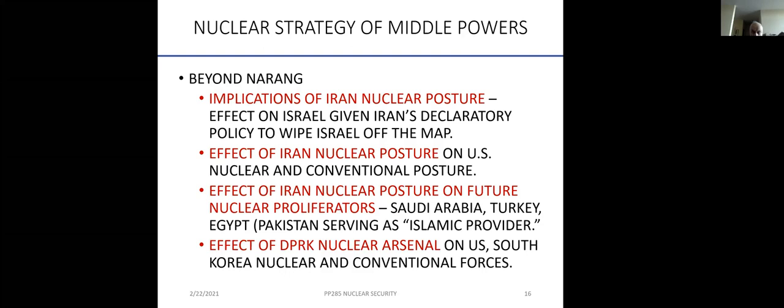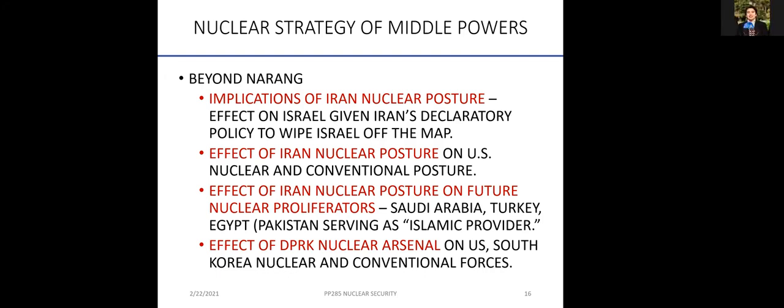And when you think of the Biden agenda, these are near the top of the list. How to deal with Iran and maybe get the JCPOA back on track. Possibly what to do with North Korea. And how to keep the Saudis, Turks, and Egypt from becoming new nuclear weapon states.